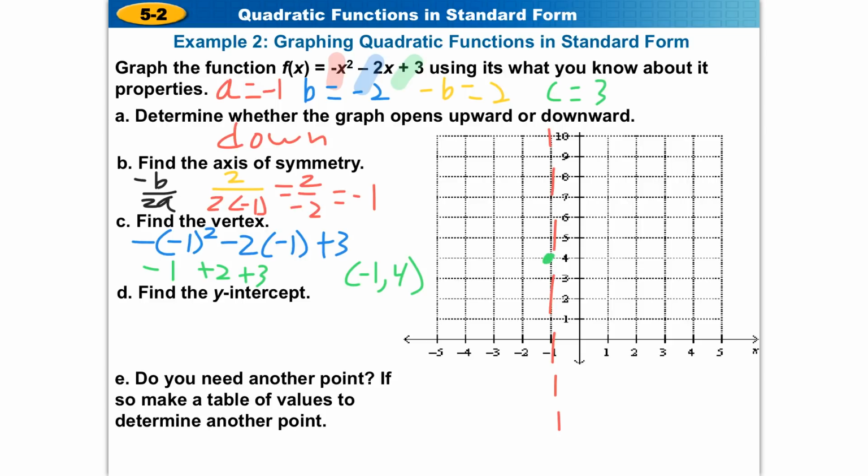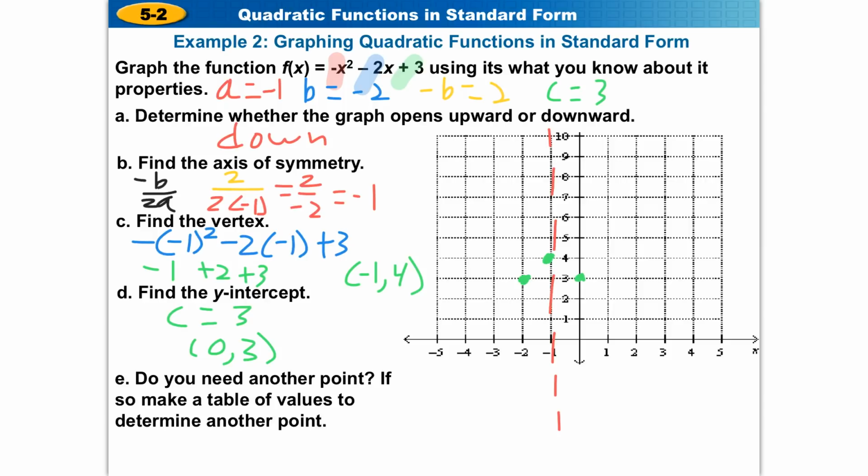The C value is our y-intercept. And as an ordered pair, it's 0, 3. When we reflect that point over, it's going to be right here. So now we either want to choose -3 as our next point or +1 as our next point.